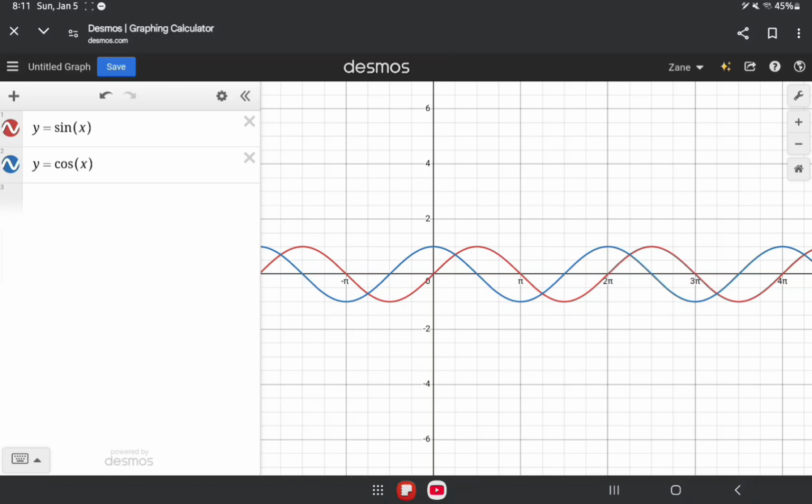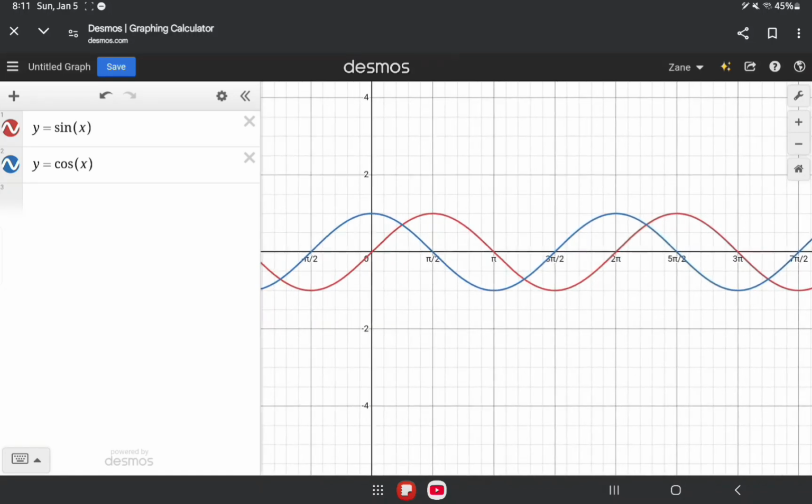So for the most part, sine x and cos x graphs are exactly the same. You can see that they have the same peaks. They both have a max value of 1. They have a minimum value of -1. They both have a period of 2 pi because that's how long one cycle takes. Same domain, same range. For the most part, they're exactly the same.